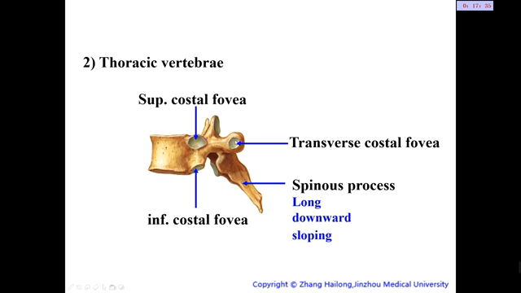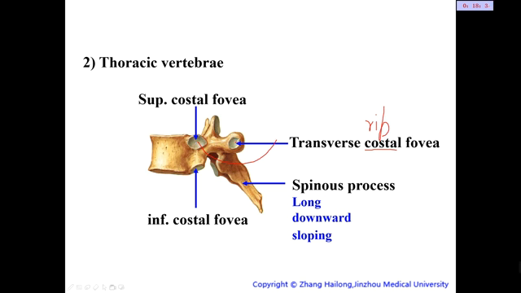At the end, on the lateral side of the transverse process, is the transverse costal fovea. What's the function of the costal fovea? What's the meaning of costal? Yes, rib. So this fovea will connect with a rib. For example, there is one rib, and this rib will connect with the fovea. They will form a joint.